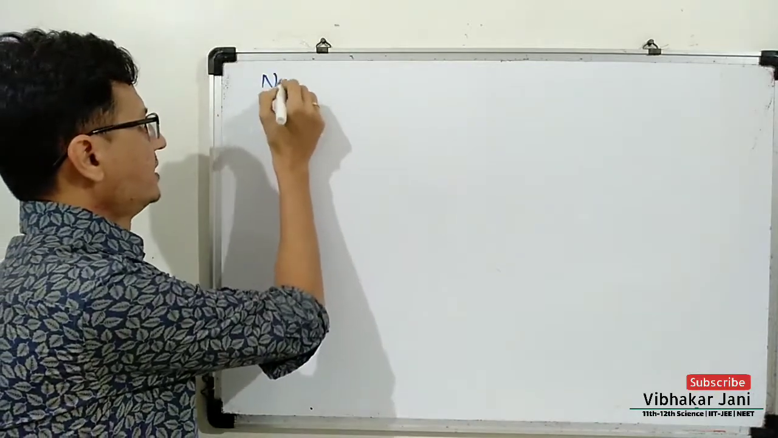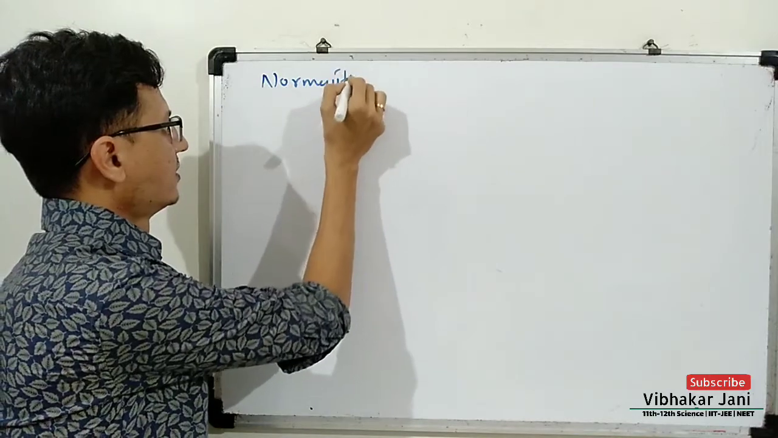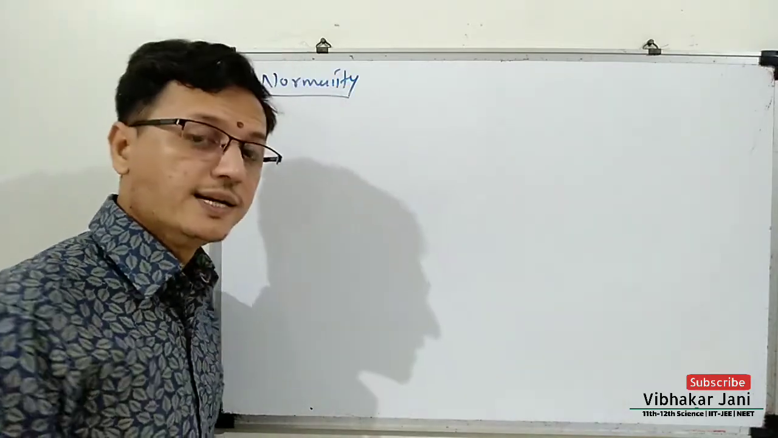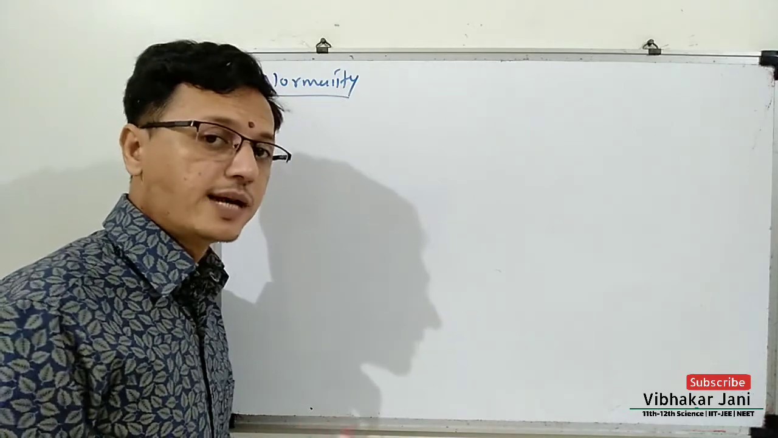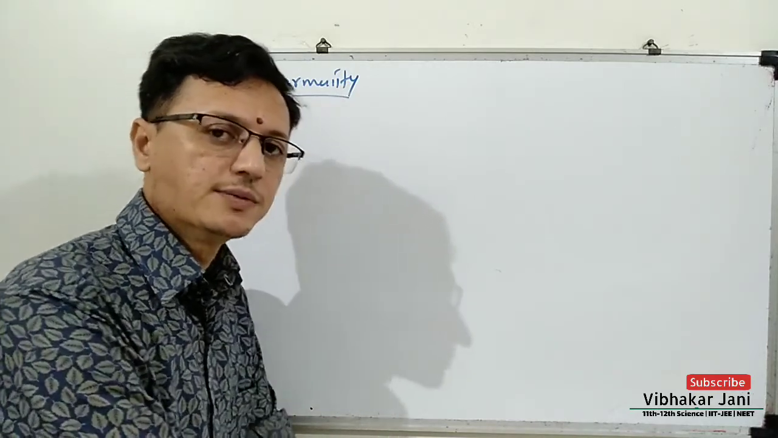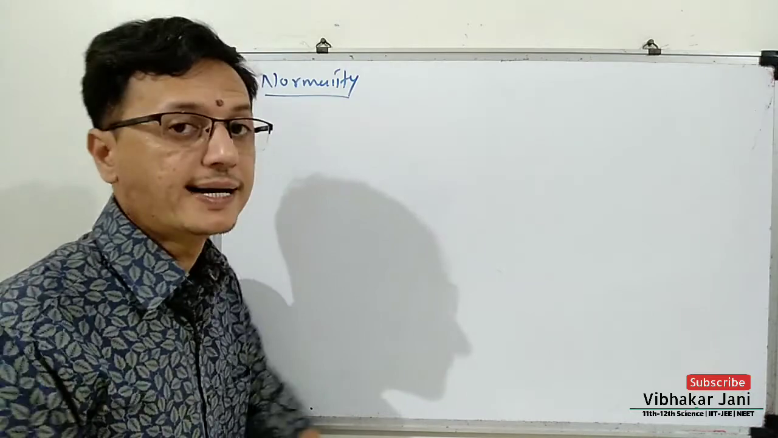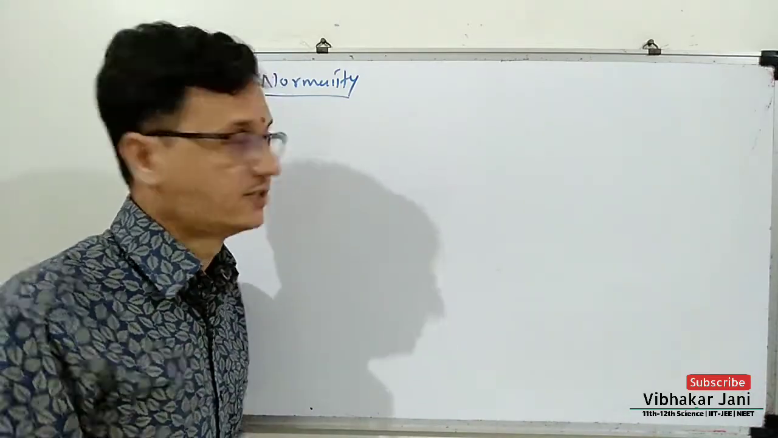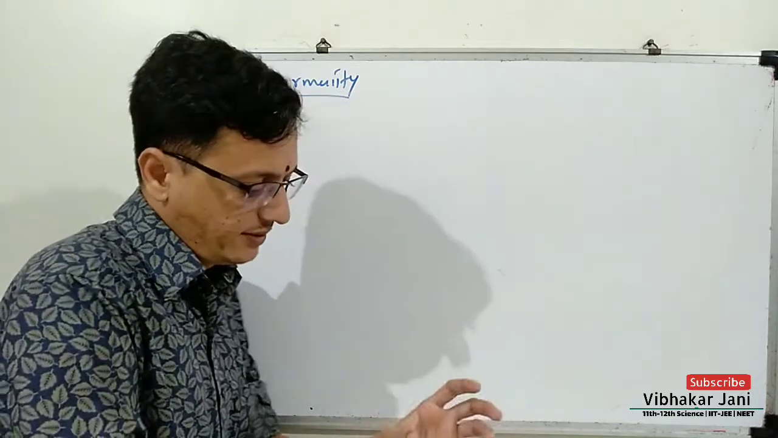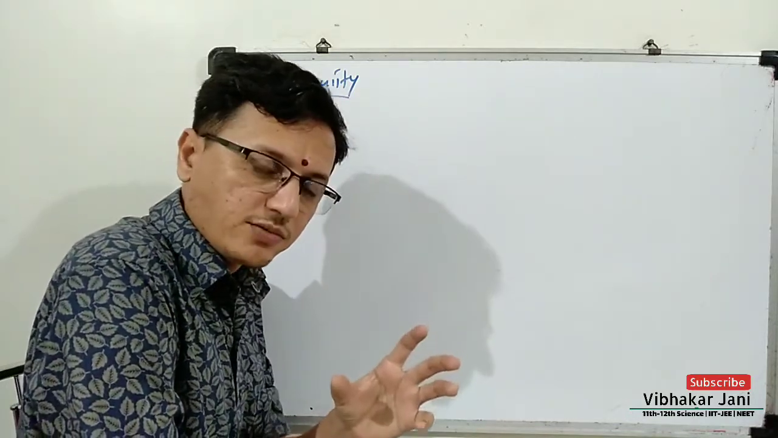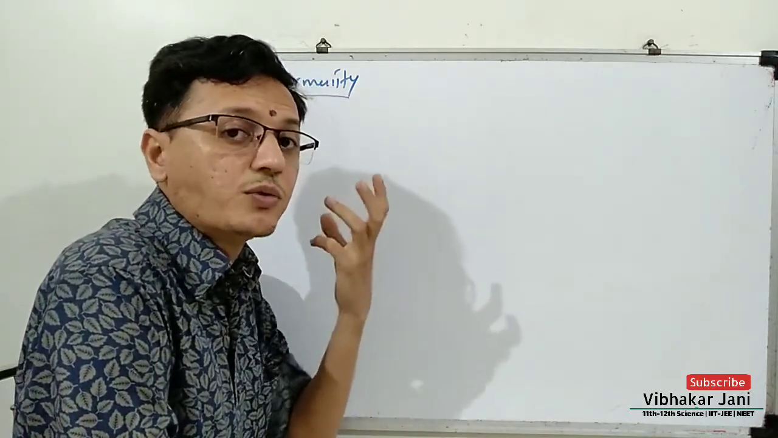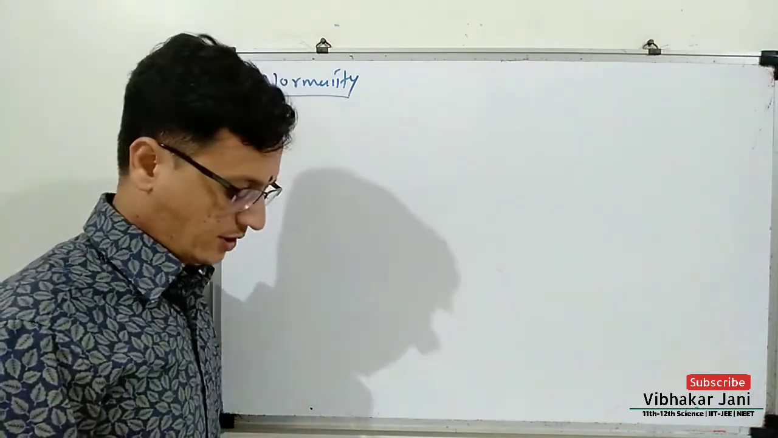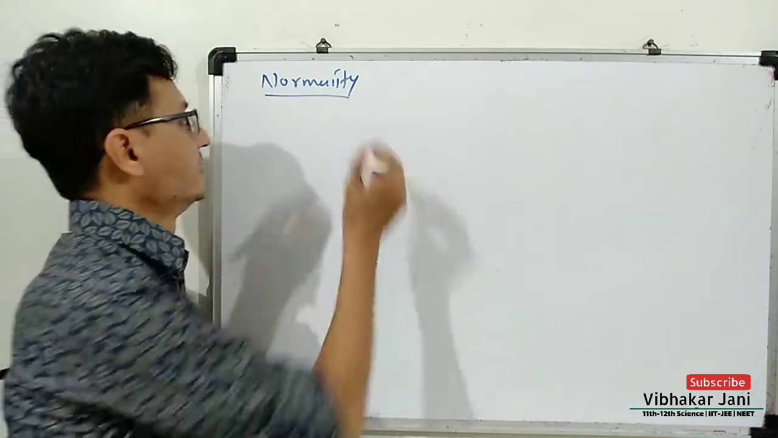So normality, this term is mostly used in acid-base titration. When you mix any acid with base, then the reaction is said to be titration reaction or neutralization reaction. And in such cases, some definite amount of acid is required to neutralize some definite amount of base. In that condition, normality is used. So let us define normality.